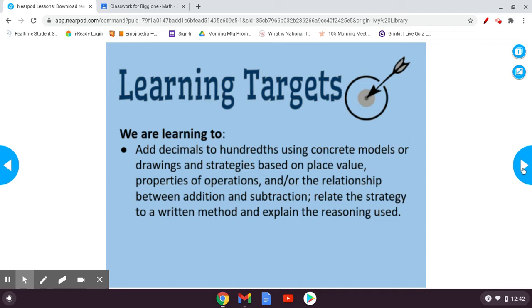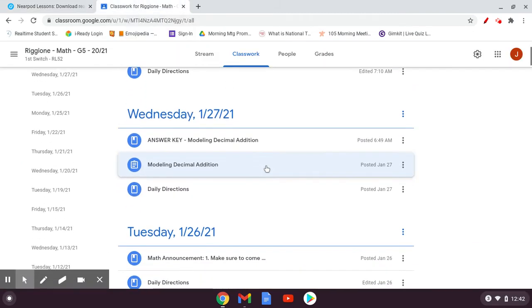Before I get any further into our lesson, I do want to show you that on our Google Classroom, I have posted the answer key to yesterday's practice slides. So again, yesterday on Wednesday, we were working with modeling decimal addition in a Google slide, and I have posted the answer key for self-checking.